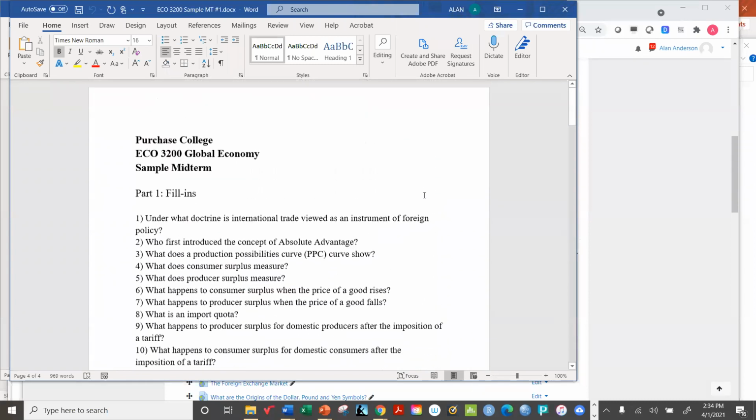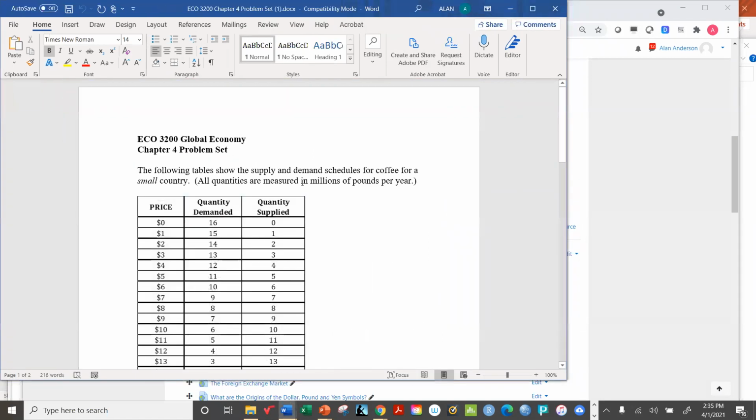All right, so this is it. It's available on Moodle right now as we speak. So we'll go over this next Monday before I actually post the midterm for real. It will also be based on 2 through 5, and it'll be very similar to this one. In the meantime, though, let's take a look at the chapter 4 problem set.